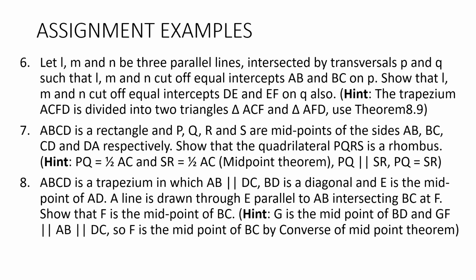Eighth one, ABCD is a trapezium in which AB is parallel to DC, BD is a diagonal and E is the midpoint of AD. A line is drawn through E parallel to AB intersecting BC at F. Show that F is the midpoint of BC. What is the hint? G is the midpoint of BD and GF, AB, DC are parallel. So F is the midpoint of BC, and this is by the converse of midpoint theorem.